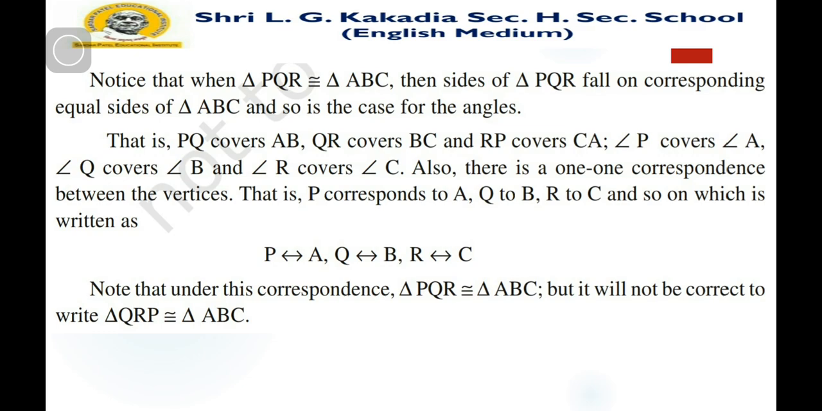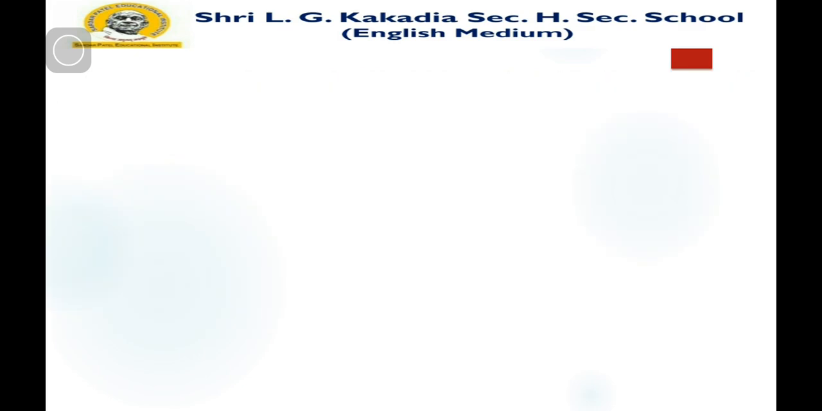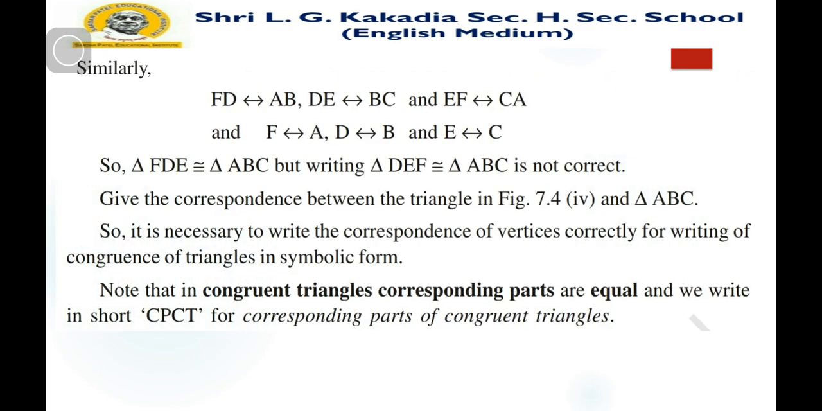So triangle PQR is congruent to triangle ABC. So by this way we can write the congruence. Similarly, side FD corresponds to side AB, DE corresponds to BC, and EF corresponds to CA. And F corresponds to A, D corresponds to B, and E corresponds to C.